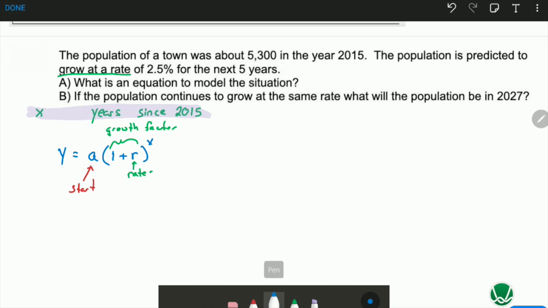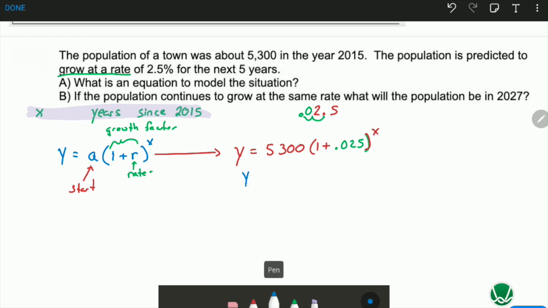Okay, so to actually write the equation to model this situation, let's go ahead and fill some stuff in. Of course, we'll still have our y, which is representing our population. We have our a, starting amount, 5,300, times 1 plus our rate as a decimal, so it's 2.5%. Remember, when you use percents, either divide it by 100 or move the decimal place over 2 spaces. So it's 1 plus 0.025 to the power of x.